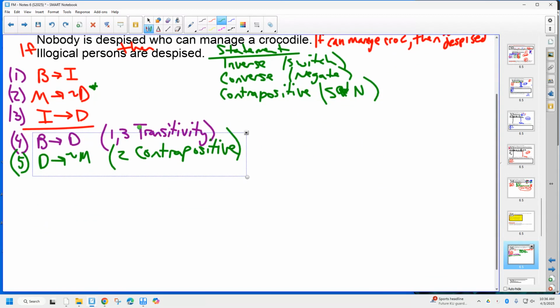But look at 4 and 5 now. If you take those together, you're like, well, if I hit B, then I can slide to D. But if I'm on D, then I can slide to not M. I can say if B, then not M, using 4 and 5 and that transitivity again.